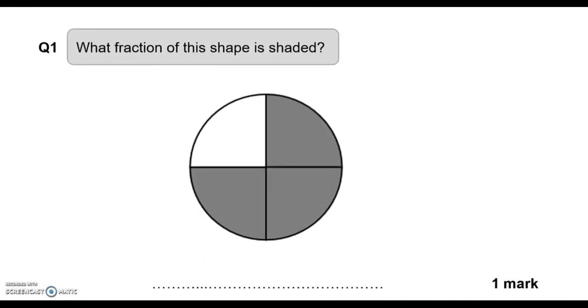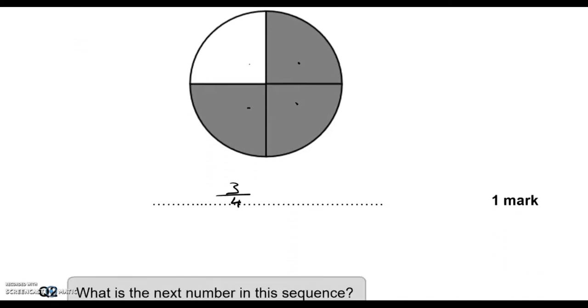Question 1. What fraction of this shape is shaded? So looking at how many parts there are shaded, there is 1, 2, 3. And that is out of how many in total? That's 4 in total. So 3/4 of the shape has been shaded.